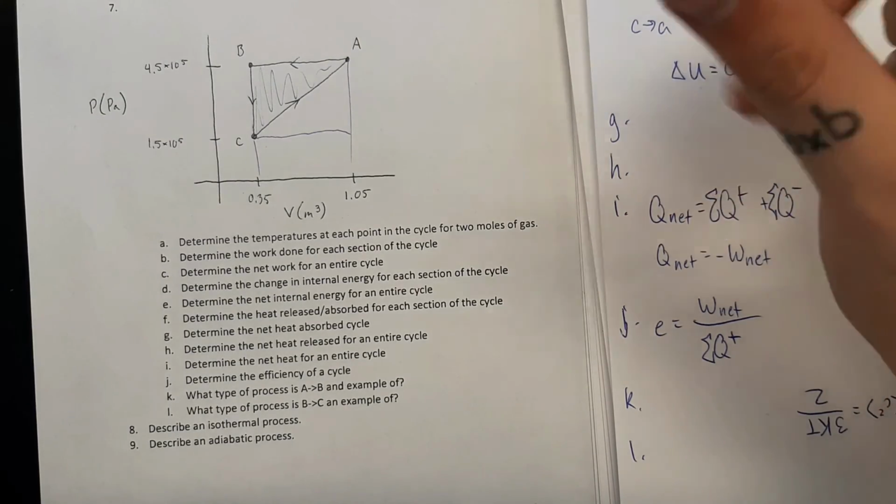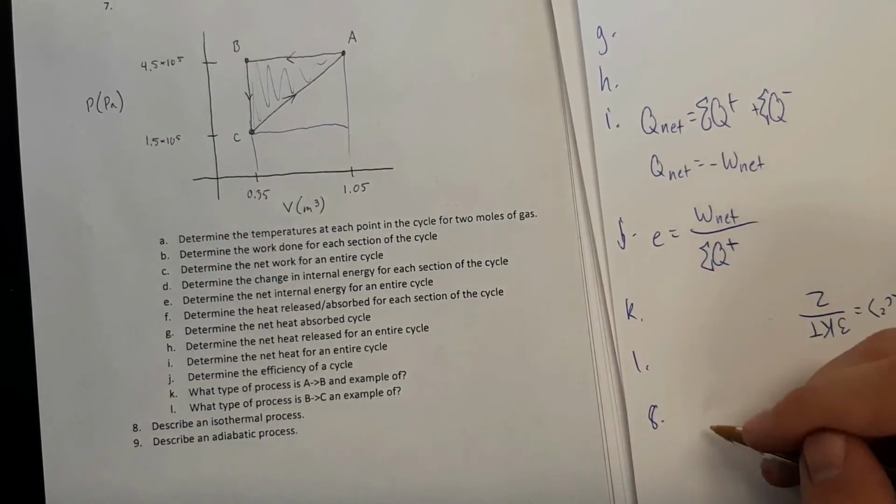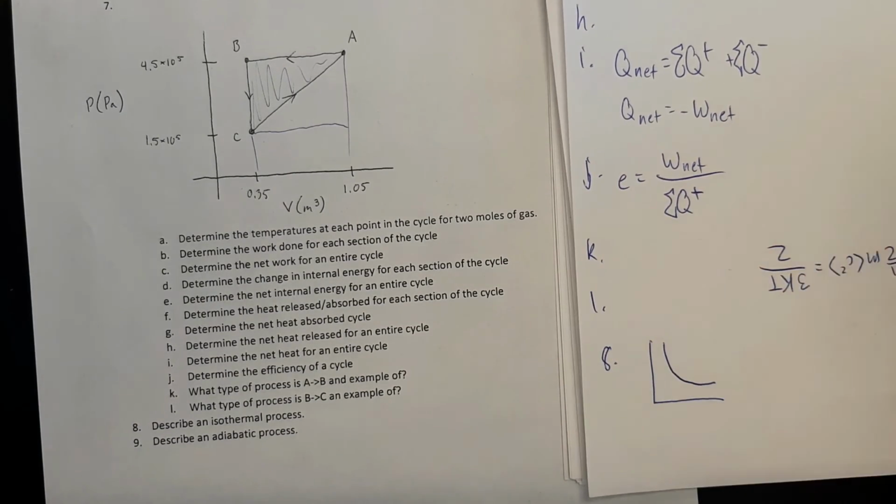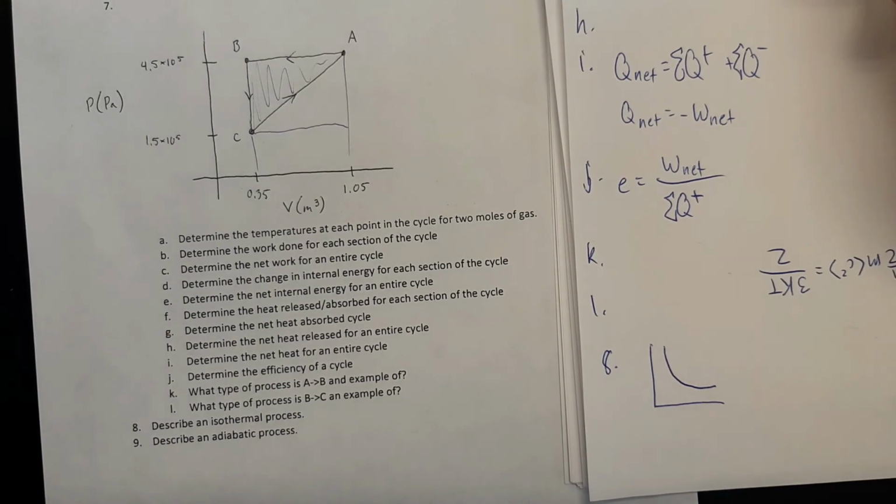Number 8, isothermal. Isothermal, you've got a constant temperature. If you're graphing that, that's basically going to be Boyle's law, where you've got that inverse curve. As your pressure goes up, your volume goes down, and vice versa.